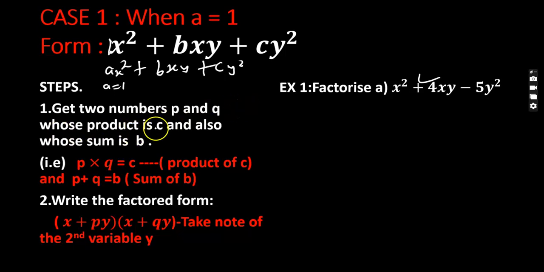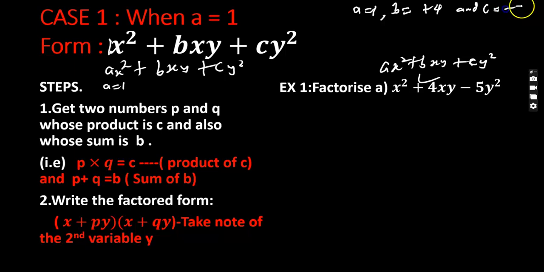Get two numbers p and q whose product is c, and whose sum is b. Look at the factors form: x plus py, x plus qy. The y is the second variable. So let's start straight away. If I compare this with my initial form, ax squared plus bxy plus cy squared, our a is 1, as I have said before. Our b is plus 4. Then our c is minus 5. So let's get ac. Our ac here will be 1 times minus 5, which is minus 5.